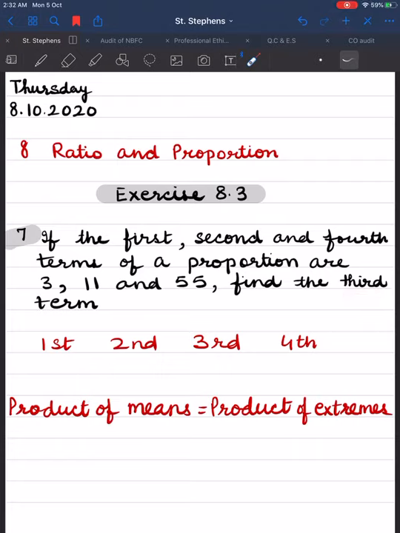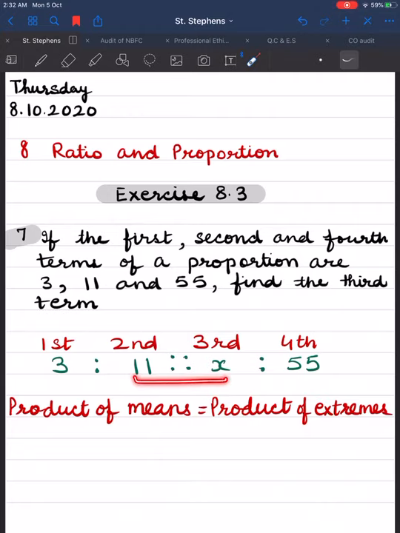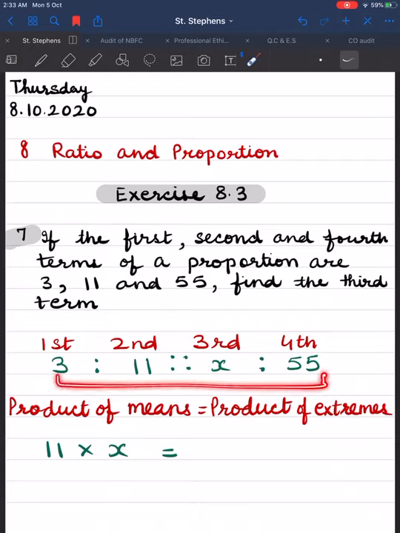Children, you have to be very careful while writing the terms of a proportion. Here, first term is 3, second term is 11, fourth term is 55, and we have to find out third term, so let's suppose it is x. Now terms are in proportion, and I hope children you remember when terms are in proportion, product of means is equal to product of extremes. Now for product of means, multiply second and third term, so we have 11 into x is equal to, for product of extremes, multiply first and fourth term, so it is 3 into 55.